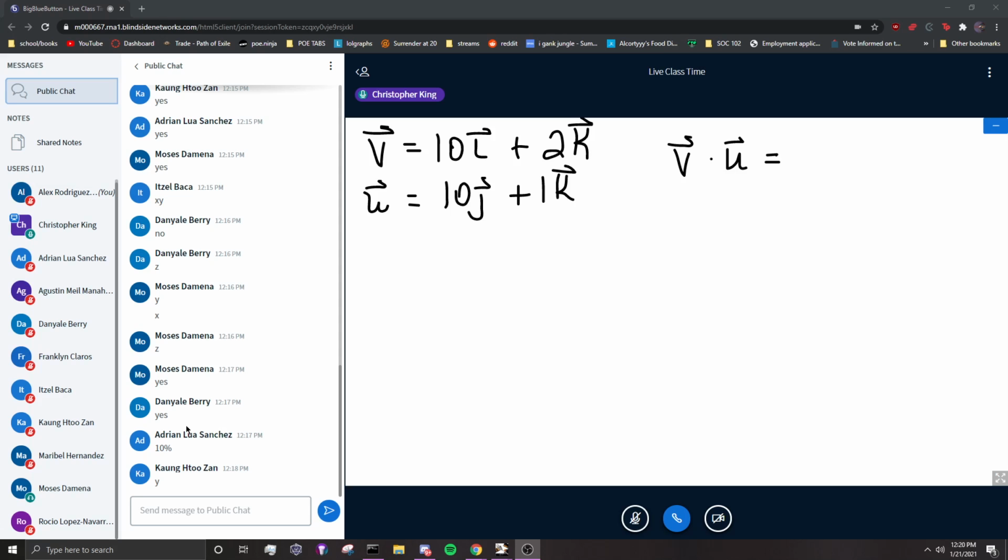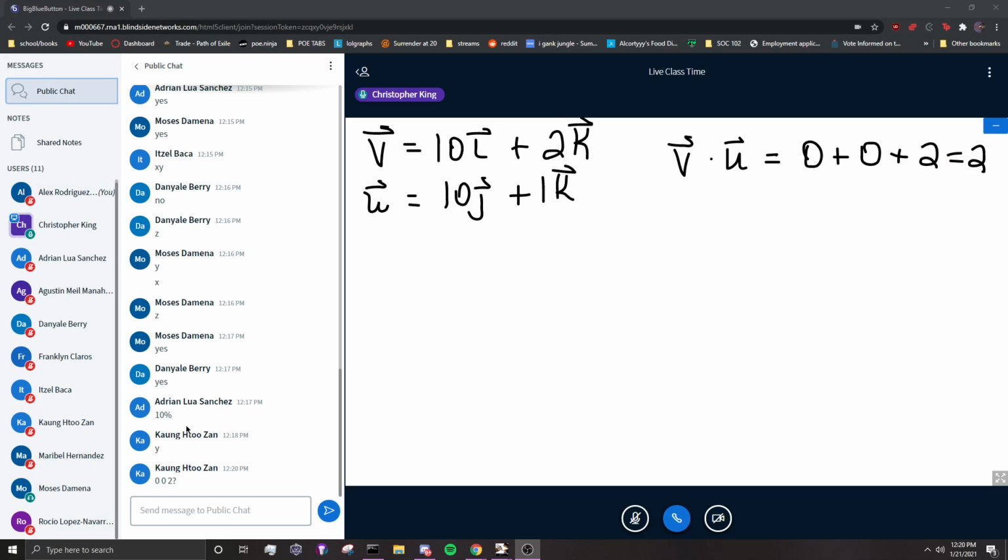So if we do the dot product, what value are we going to get? Yeah, so the first piece is going to be 0 plus the second piece is 0 plus the last piece, which is 2. So you get 2.